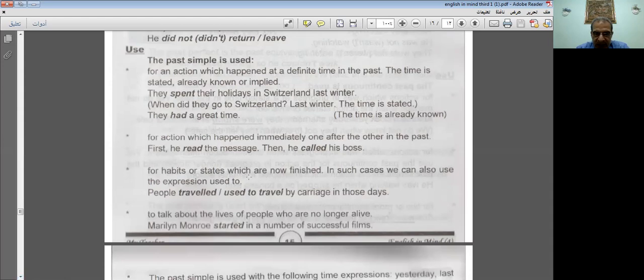For habits or states which are now finished, you can also use the expression used to. Here, people traveled or used to travel by carriage in those days, to talk about the lives of people who are no longer alive. Marilyn Monroe starred in a number of successful films. This is an actress.